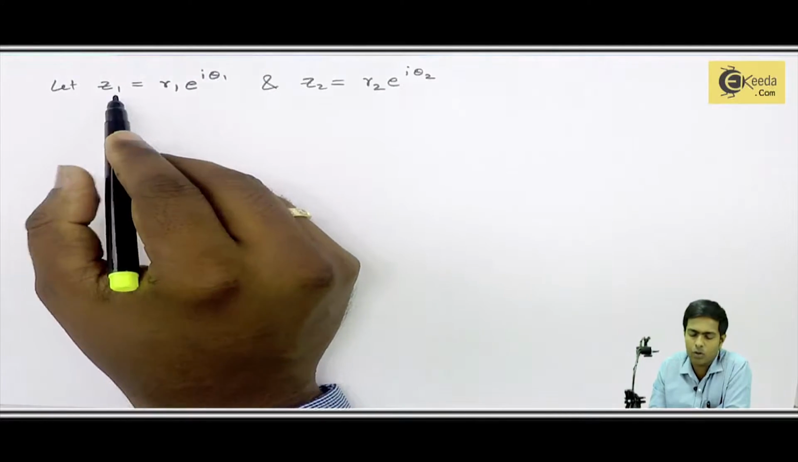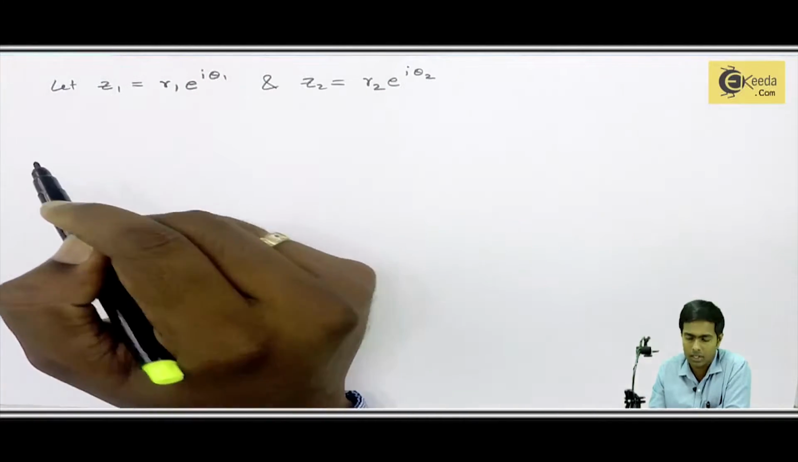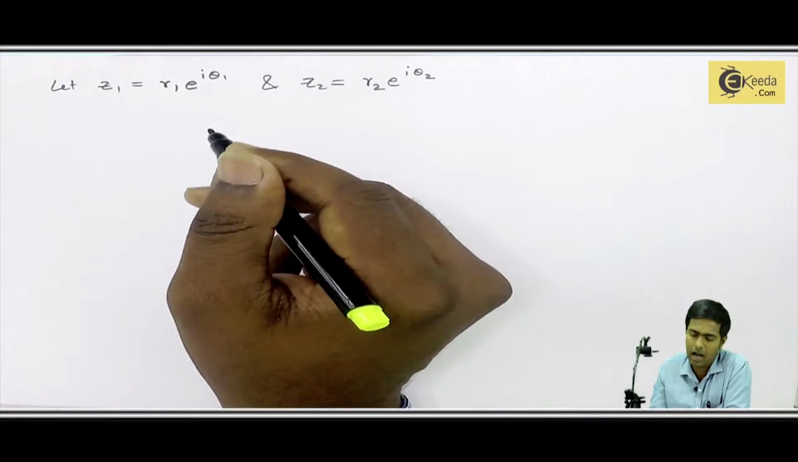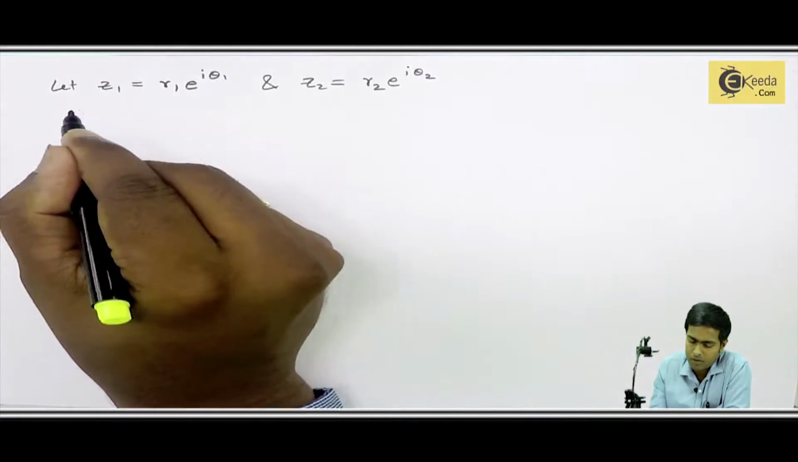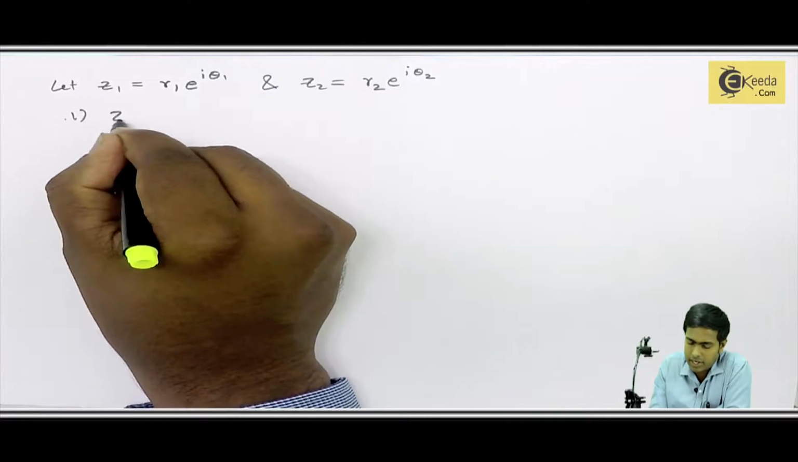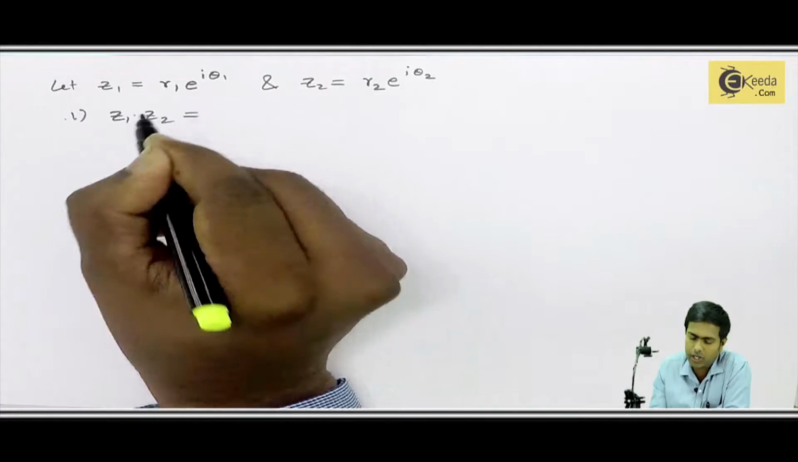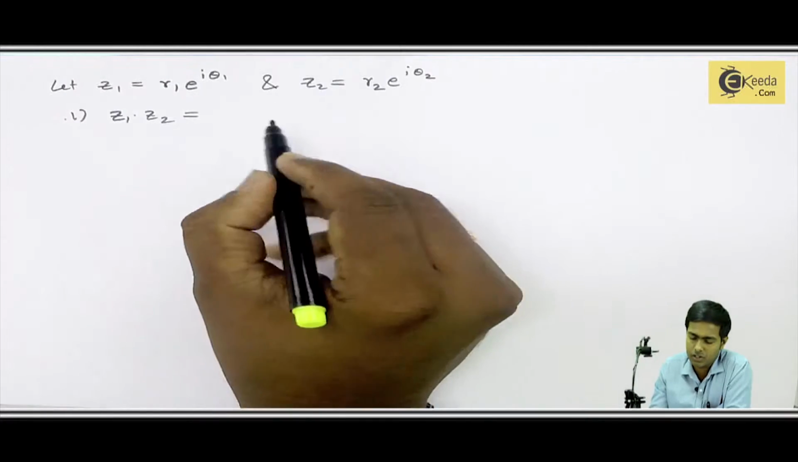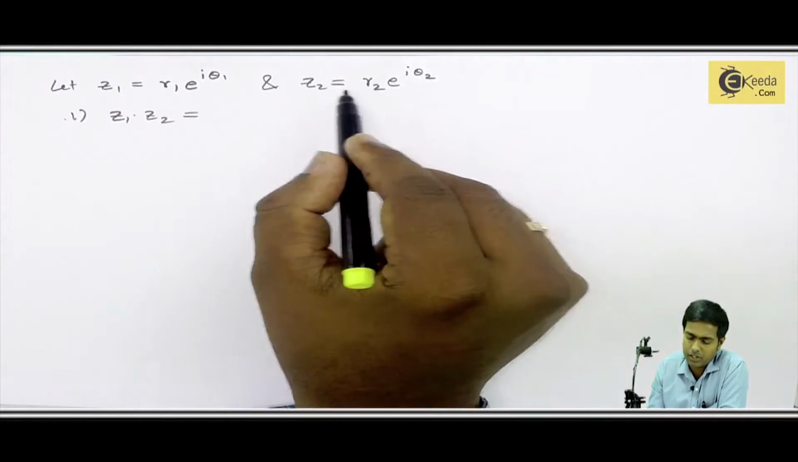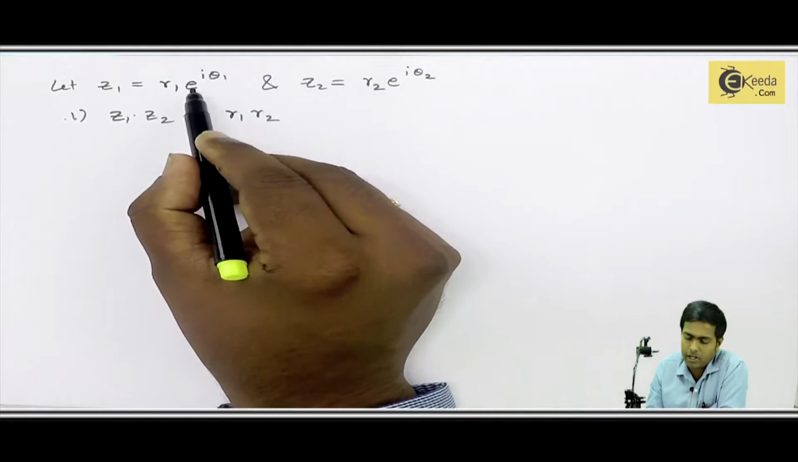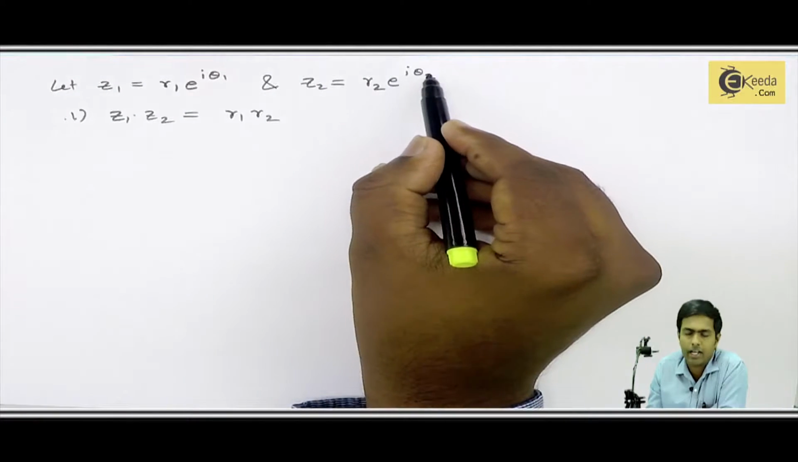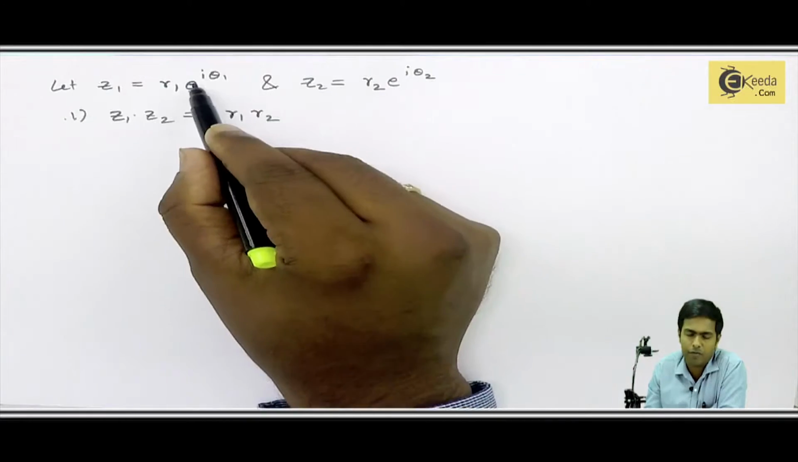So if I want to divide these two complex numbers, let's see what it will give me, and after multiplication what it will give me. So z1 into z2, here I am doing multiplication. So after multiplication we will get r1 r2, and here you can see i theta 1 and i theta 2 are in power of e.